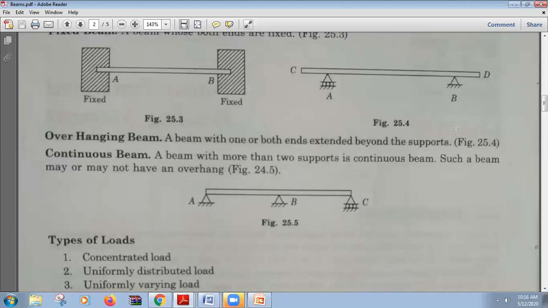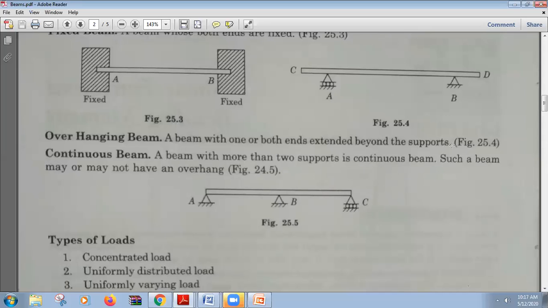They are running continuous for a finite number of pieces, so they are known as continuous beams. So a beam with more than two supports is a continuous beam. Such a beam may or may not have an overhang, but the basic requirement is that it must have more than two supports. If they have more than two supports, they are known as continuous beams.